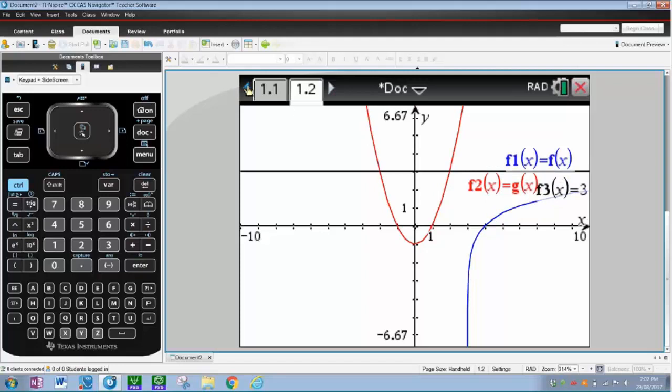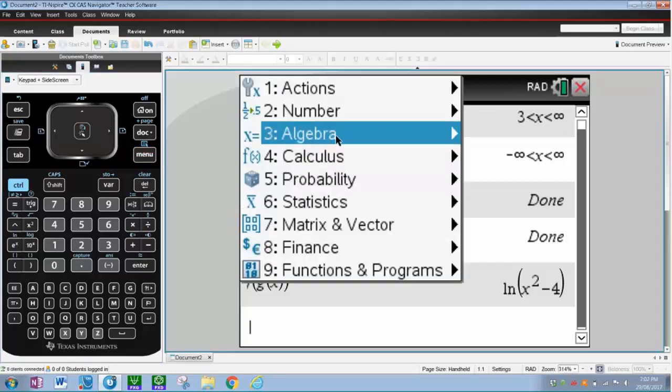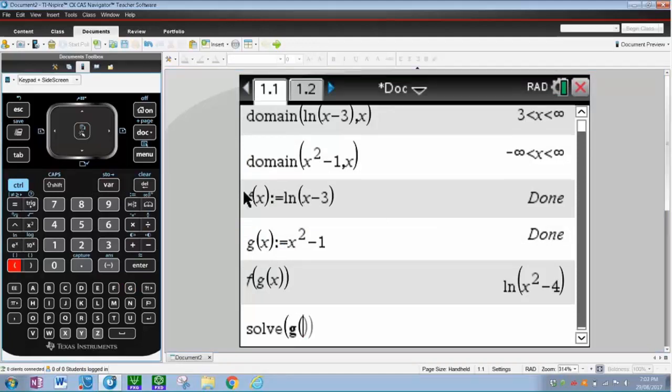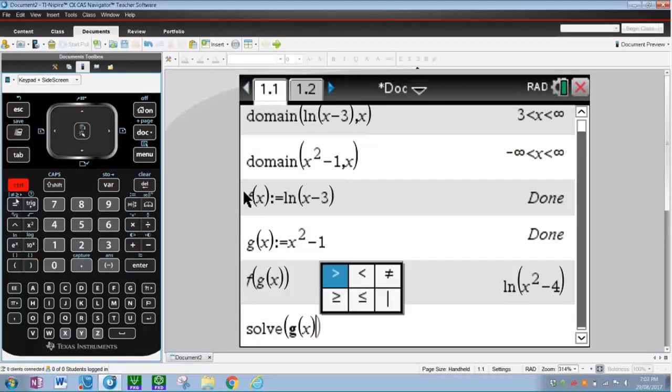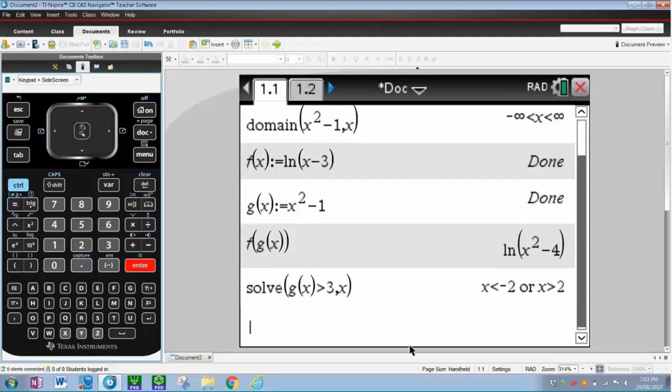So what we might do back on the calculator page is solve an inequality. That is menu, algebra, solve. The inequality would be the function g of x. So g of x, we want to solve that function greater than 3 for x. You press enter, and we get this particular solution, which tells us that x is less than -2 or x is greater than 2.